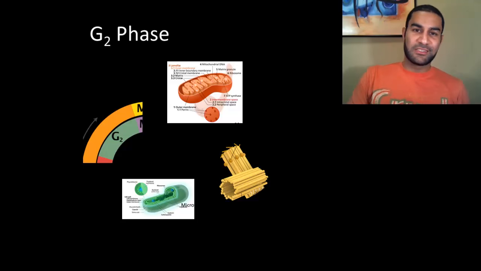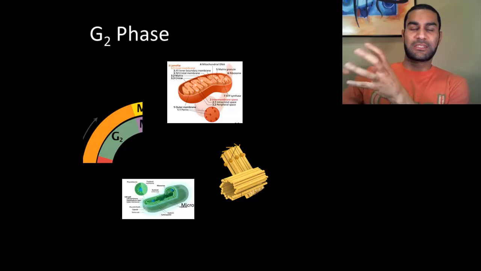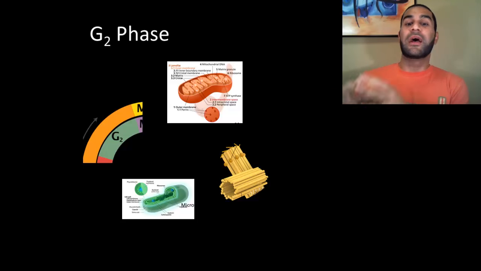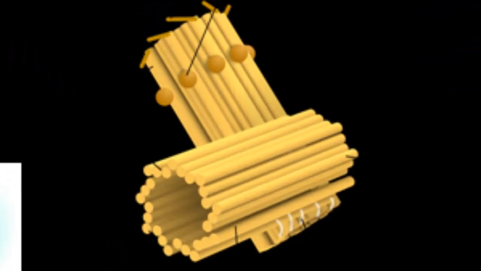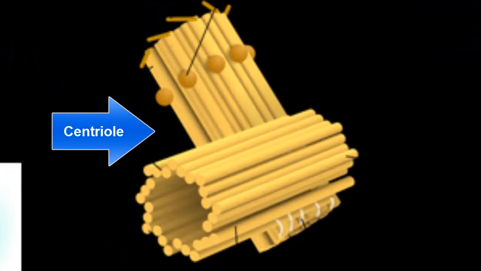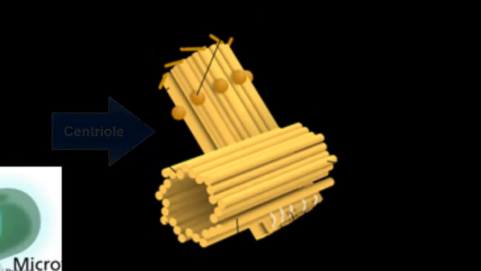But now we've gone to this point where the cell is just so big, it's absolutely ready to split. It just needed to make sure it had all the parts ready. And those parts include this thing you see here. It's called a centriole. Centrioles play a very, very important part in the division process when we start talking about mitosis. So we'll talk more about those centrioles later.